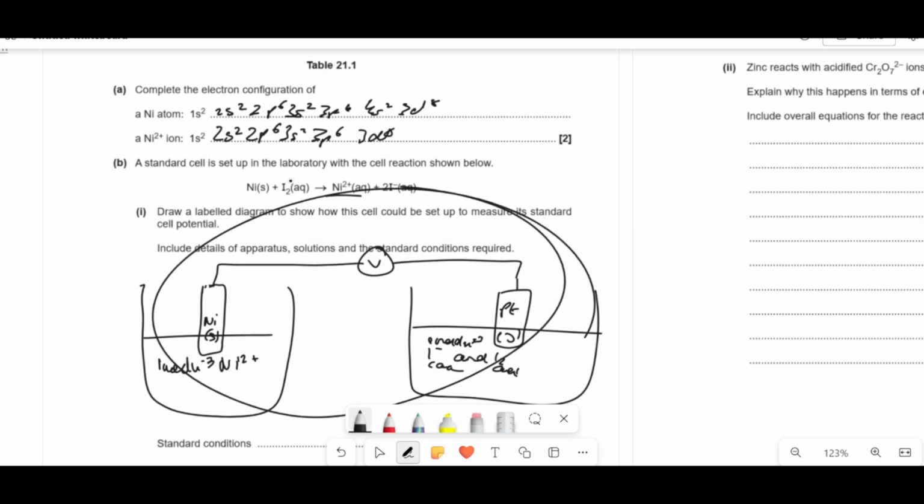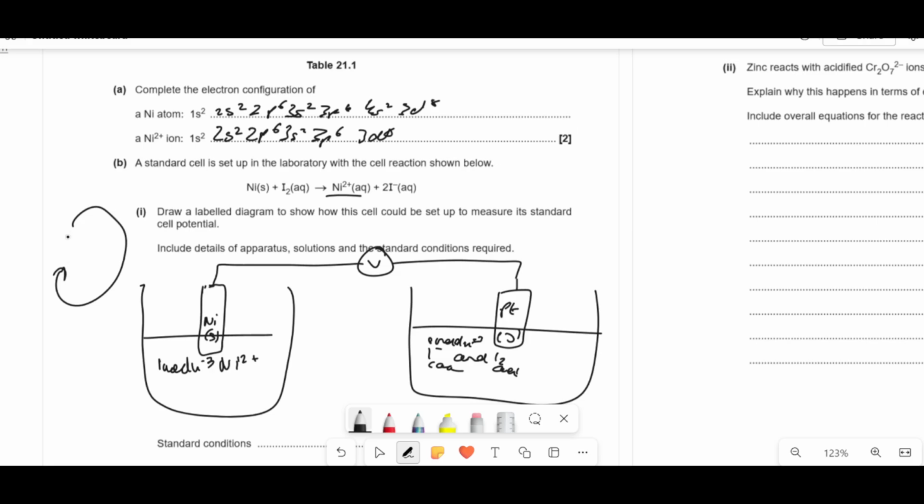But this circuit's still not complete. A circuit needs to have a complete transfer of charge from one end to the other, a constant loop of charge. So we need something to do that, and what we use is a salt bridge here instead. As the electrons move this way, your positive ions like K+ and your NO3- will move from here to here to keep the circuit going, to continue the charge.